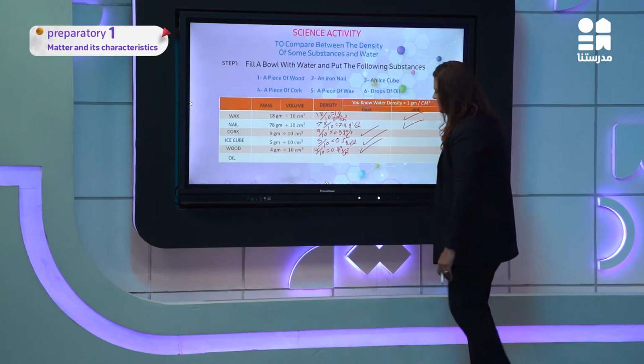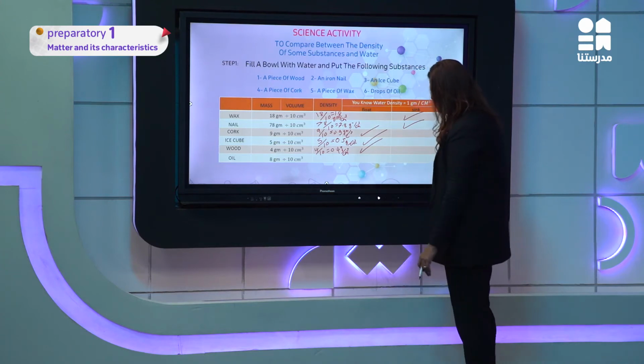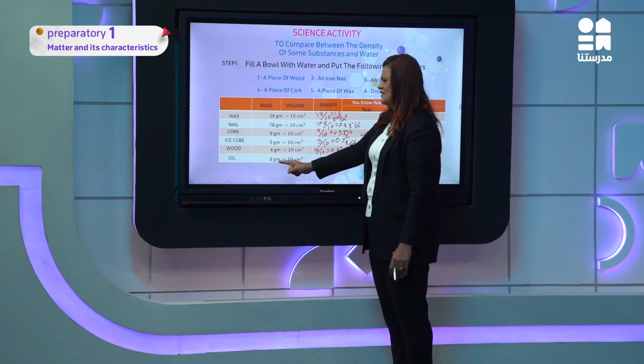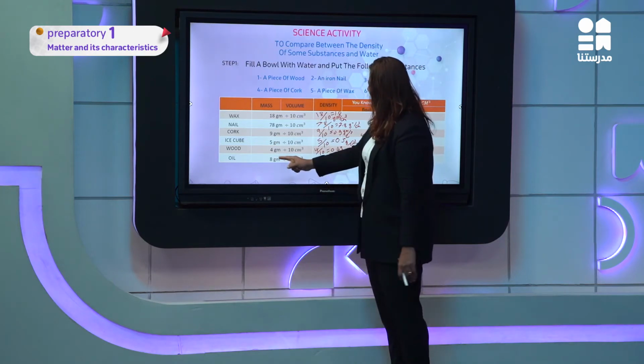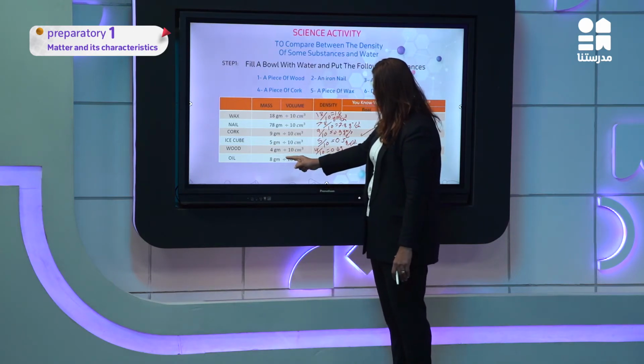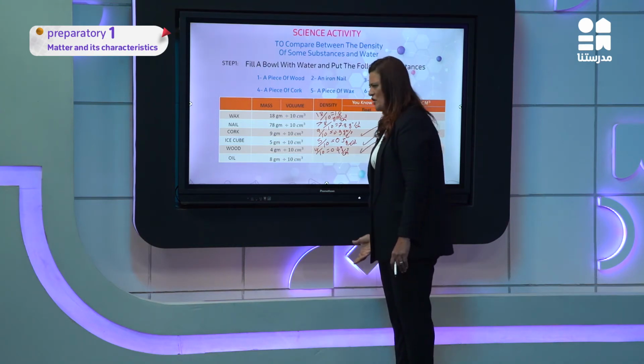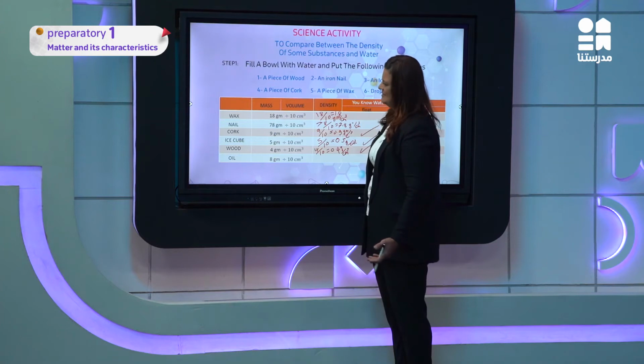Then there is another one, which is oil. I will divide, you can do it by yourself. I will divide here 8 over 10. It will be 0.8, which is less than 1 gram per cubic centimeter, so it will float.